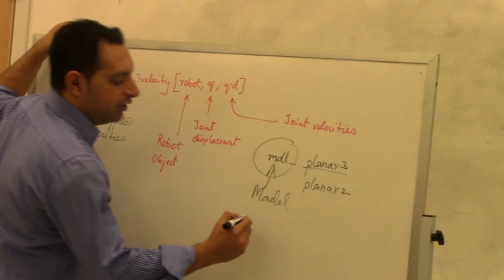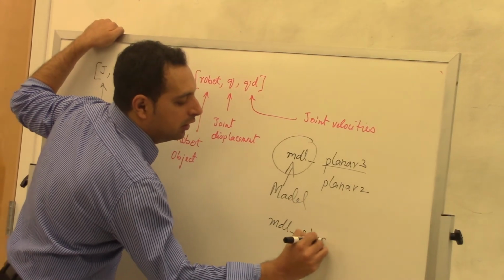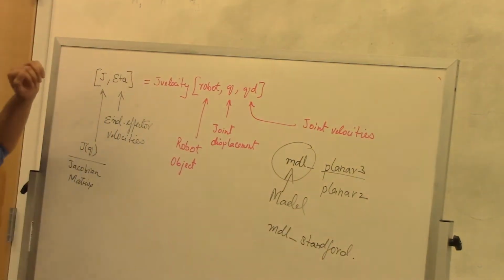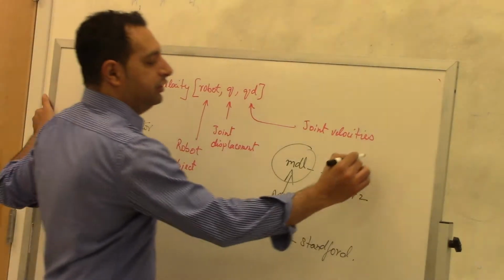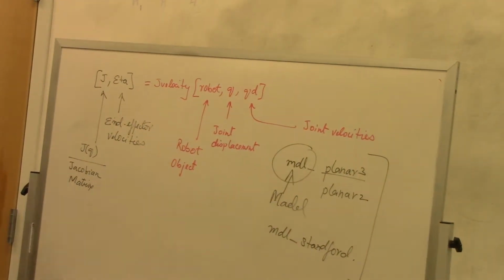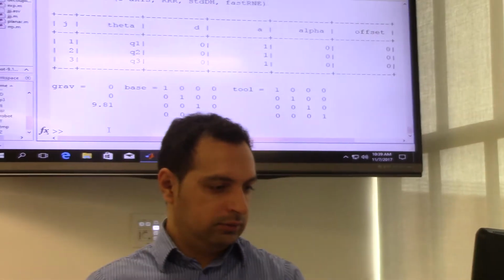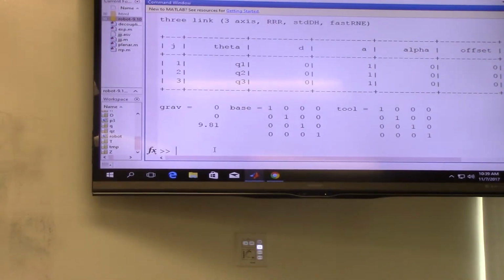There is a Stanford arm. You can use MDL underscore Stanford. So you can get a 4 degree of freedom manipulator and so on. So check this out, test your function with these manipulators. Could you change that? Sure.